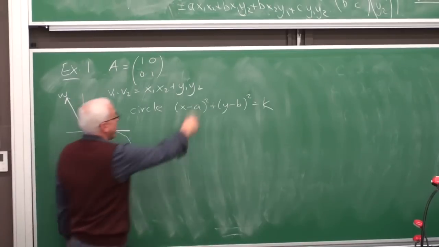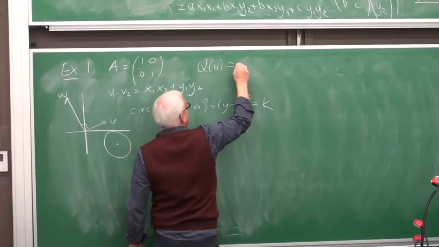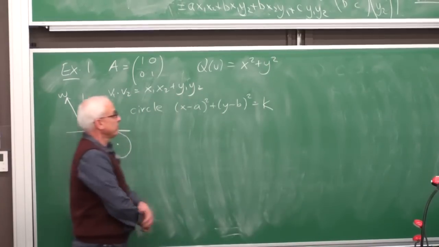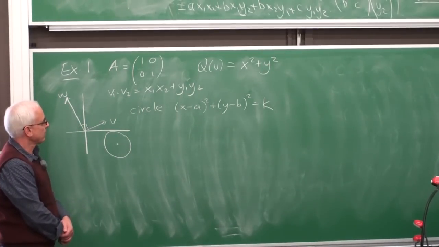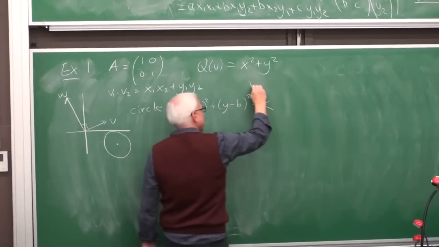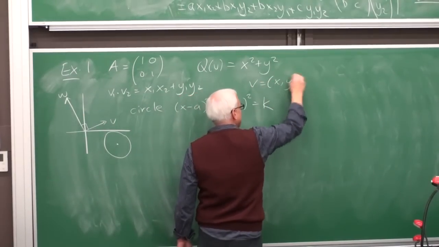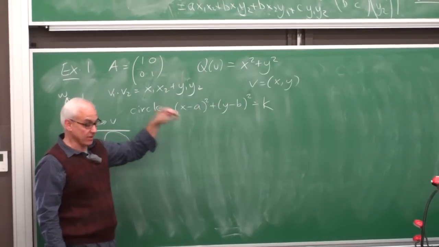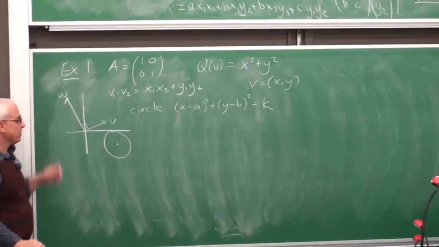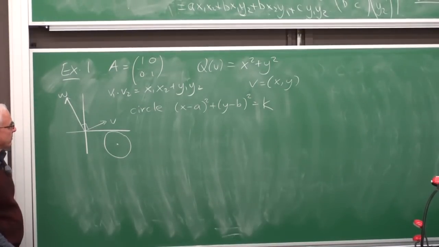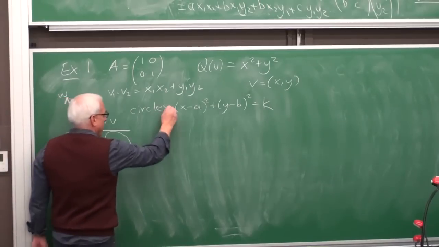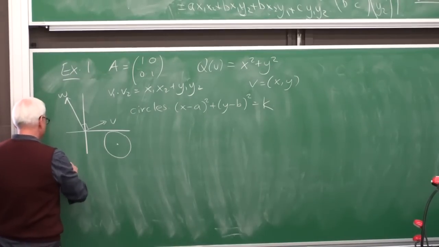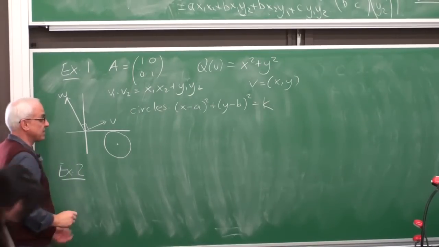The quadratic form is just x squared plus y squared. And here throughout I'm adopting the convention that v is the vector (x, y), v1 is the vector (x1, y1), v2 is the vector (x2, y2), and so on. All right, that's very familiar. But now let's have a look at a relativistic example.